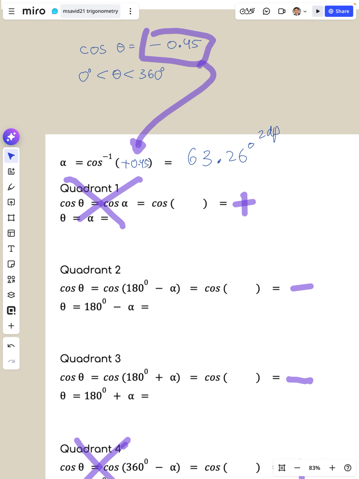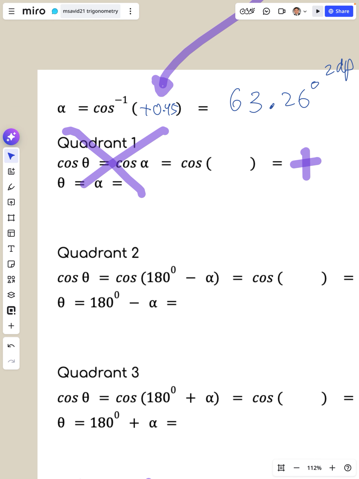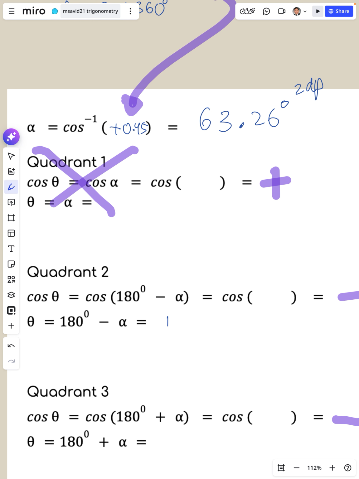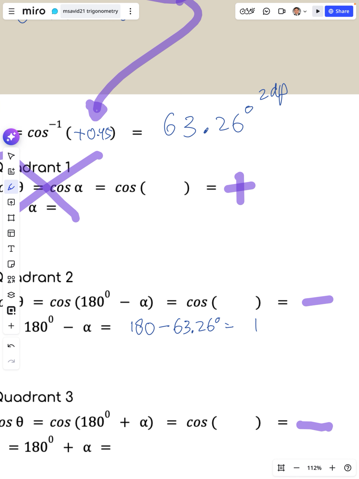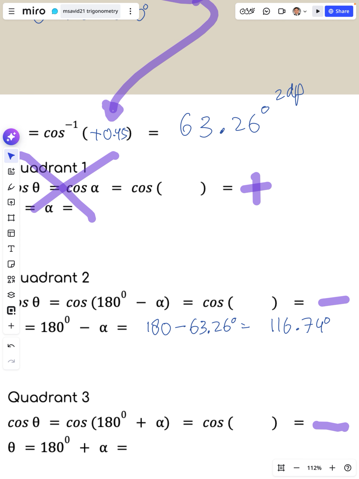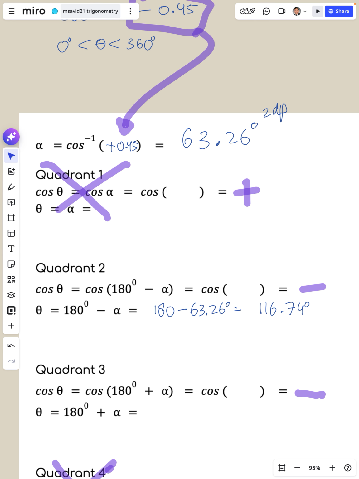And we simply find, for quadrant 2, 180 minus alpha, and we have alpha. So theta is 180 minus 63.26 degrees. Then we just press our calculator, and what we get is 116.74 degrees. So this is one of the answers.